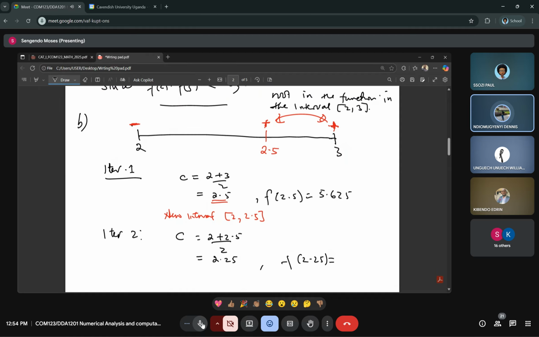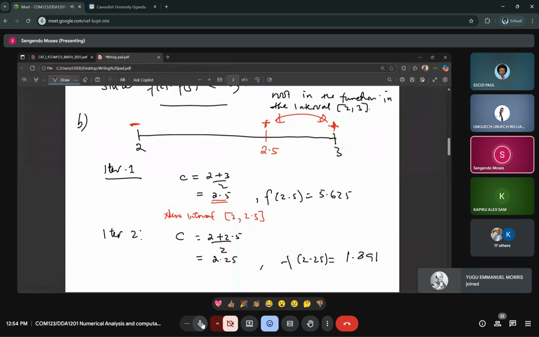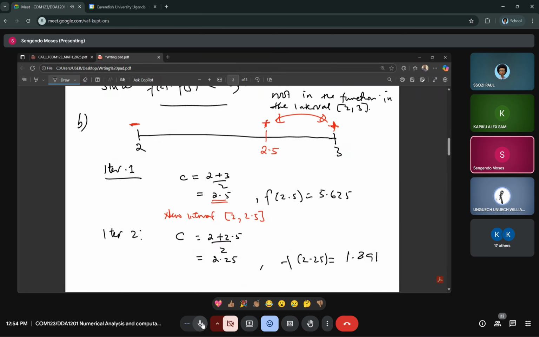1.890625. Let's write it to 3 decimal places: 1.891. I hope other people are checking so that we avoid mistakes. Now this is a positive. We needed to locate where 2.25 is. 2.25 is before 2.5, so somewhere here, and here we are getting a positive value.